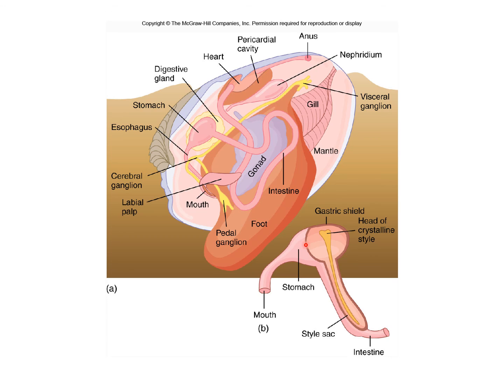And within the stomach, we have this little style sac and this crystalline style. And there's cilia within this style sac that rotate this crystalline style. And so it pulls this mucoid string into the stomach as it wraps around this rotating style. And in the stomach, it undergoes digestion.